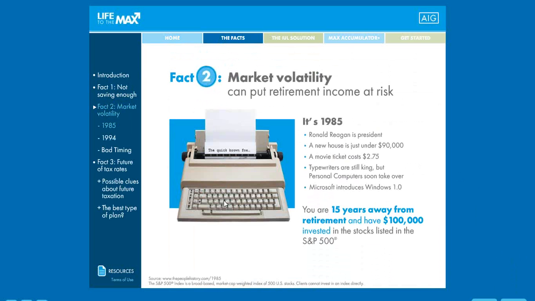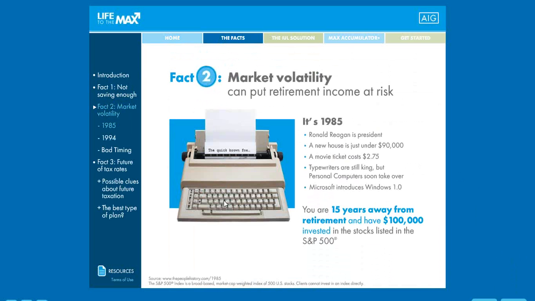Let's turn back the clock to 1985. Ronald Reagan's president. The average price of a new home is $90,000. Ticket to the movies is $2.75. PCs, personal computers, are just starting to show up in homes and offices. And Microsoft introduced Windows version 1.0.